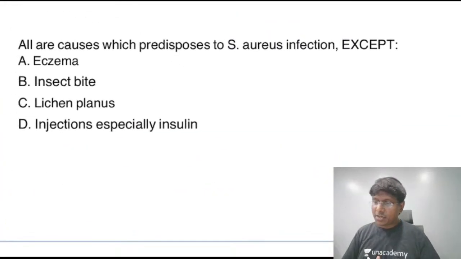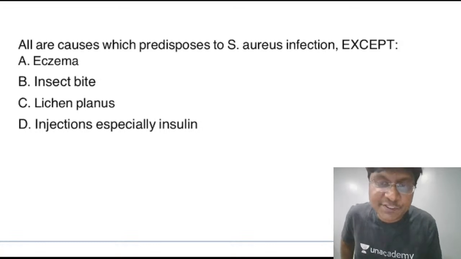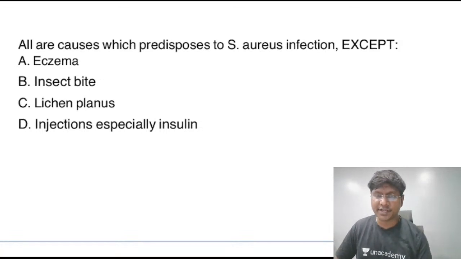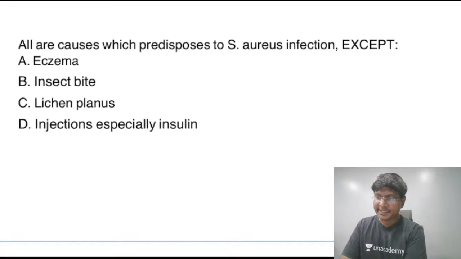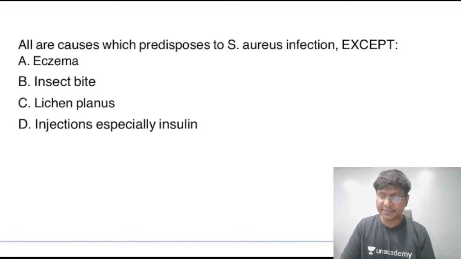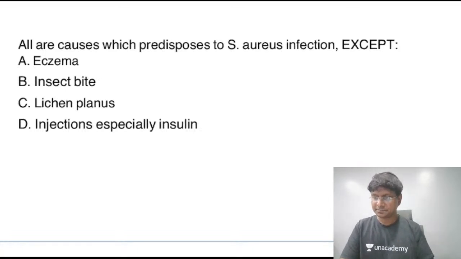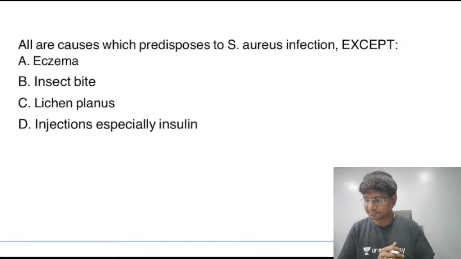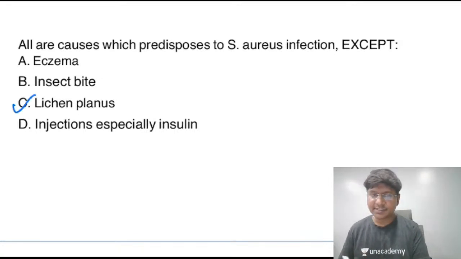All are the causes which predispose to Staphylococcus aureus infection except eczema, insect bite, lichen planus, injections, especially the insulin. All are the causes which predispose to Staphylococcus aureus infection except... Right. So the correct answer is the lichen planus.